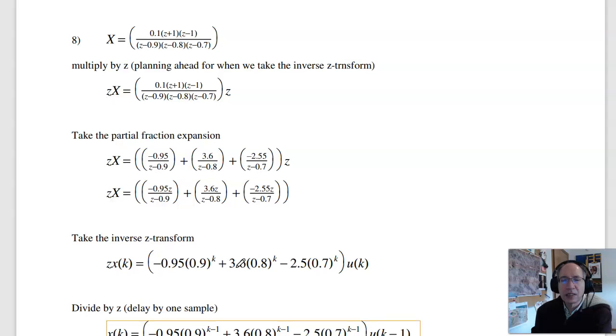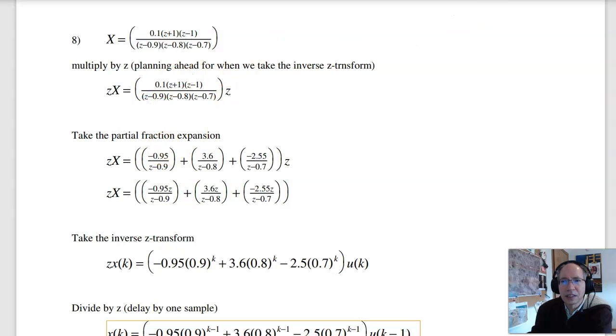Problem 8. One more time. Find the inverse z-transform. Again, the trick is I want to get z in the numerator, so multiply both sides by z. Do your partial fraction expansion. Again, for this term, cover up the 0.9, evaluate it, I get minus 0.95.